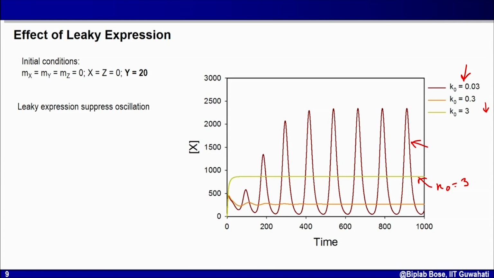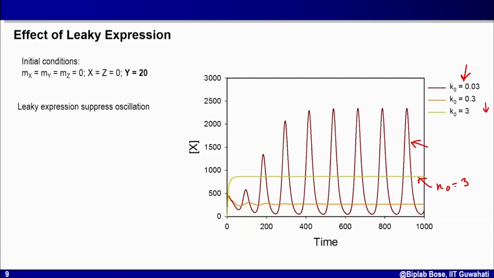That means to get the oscillatory behavior, the promoter control should be very tight. I should not have much leaky expression, because leaky expression nullifies the effect of the repression. Remember, the repressor activity is there in the Hill function, which is separate from the promoter, the leaky expression. So if the leaky expression increases with respect to the induced expression, then the effect of the repressor gets nullified. So I do not get any oscillation. So in this system, I have to reduce leaky expression to get the limit cycle oscillation.